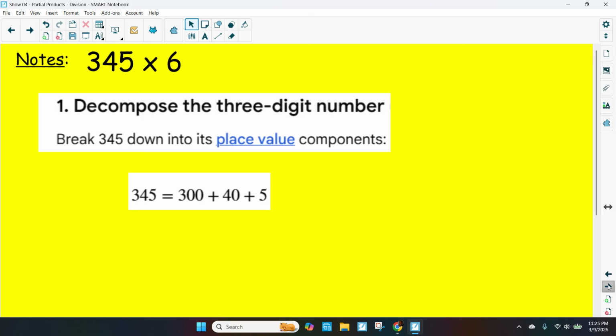So let's see how this really works. We're going to deal with the first thing, decompose the 3-digit number. What do we mean by that, decompose? Well, let's take a look at what we have here. The number is 345, and we want to break it down into the 300, the 40, and the 5. 3 different parts. If you add it all up, it still adds up to 345. So that's good to know.